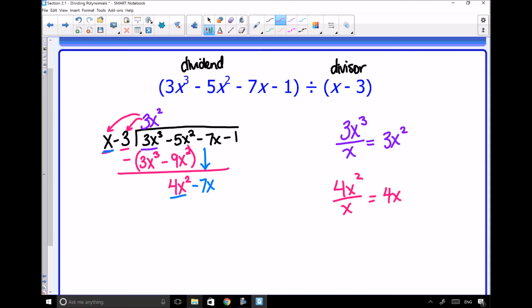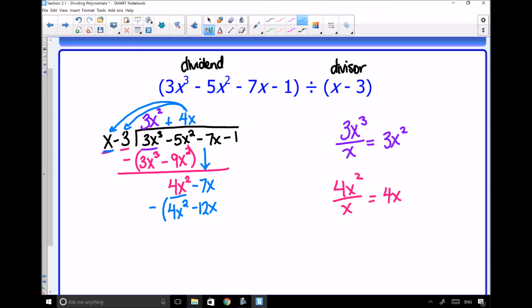Okay, so right here, I know that this term is going to be plus 4x. And then I'm going to do the same thing, but this time I'm going to multiply the 4x by the x and the 4x by the negative 3. So 4x times x is 4x squared, all right? And then 4x times negative 3 is negative 12x.